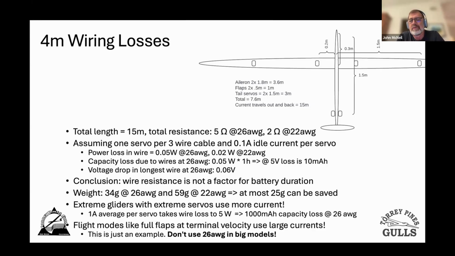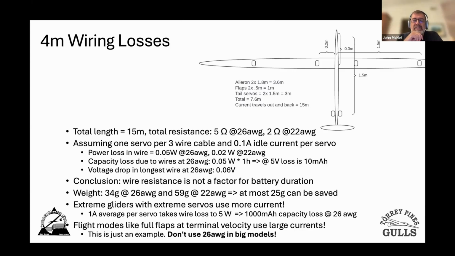Now, most people, when they're doing wings, will actually share positive and negative between the flap and aileron, but I am doing the worst case here. So I just said, suppose you run a 3-conductor wire to every servo individually. You have to account for the current going out the plus and back the minus, or vice versa, depending on how old of a physicist you are. So we've got to think about 15 meters of wire here.